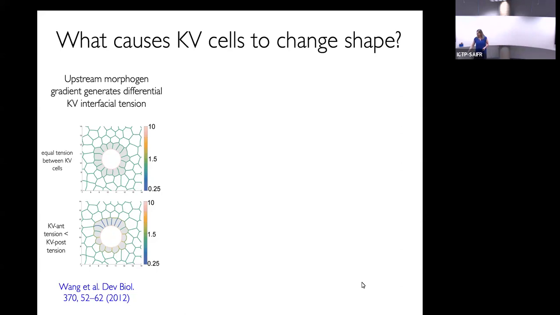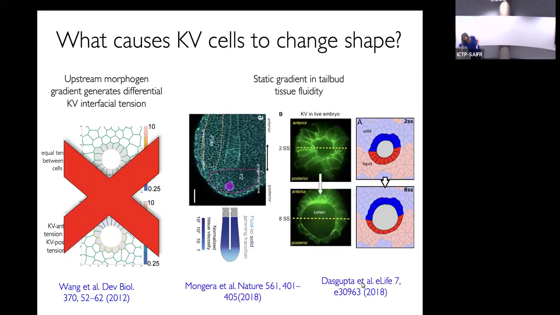Okay, so then the next question is, okay, that doesn't seem to work. I just told you that this beautiful paper said that there was a static mechanical gradient in the organ, that the tissue up here was a lot stiffer than the tissue down here. And so we investigated whether a static gradient in the mechanical properties would be sufficient to drive the shape change using these vertex models, which are pretty well vetted.